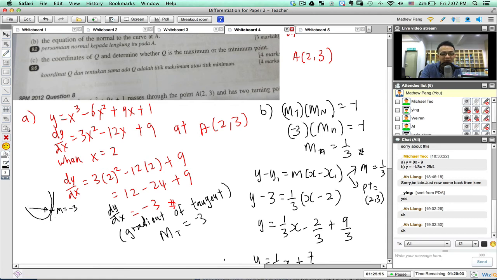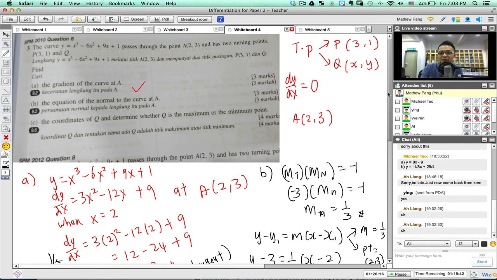Then the question asks you to find the equation of the normal, which is 90 degrees to this one. If this line has gradient negative 3, we know the normal's gradient will be 1 over 3. So you have to understand the meaning of normal and tangent and all that. If not, you couldn't solve this kind of question. Alright, C.